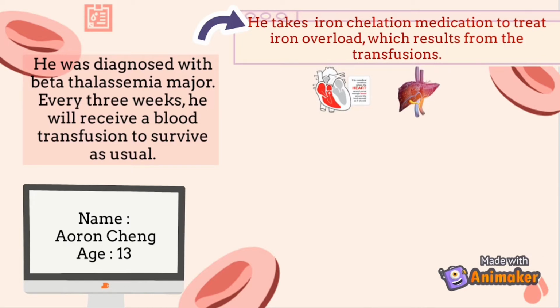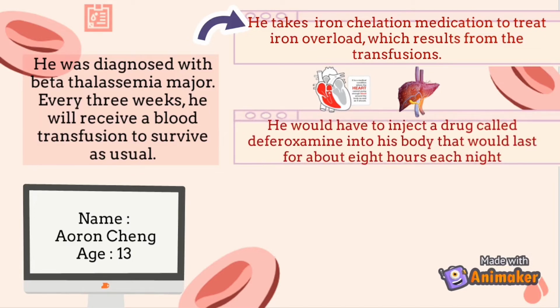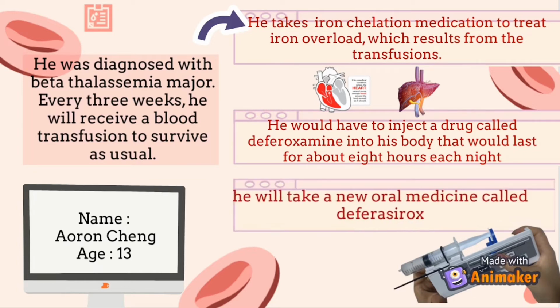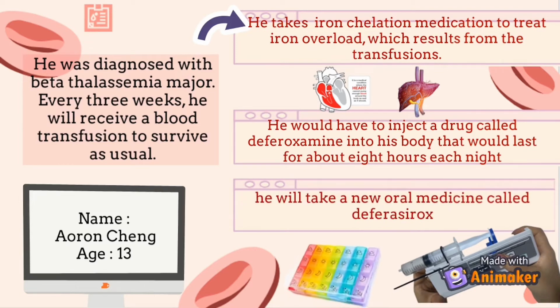So, 3 or 4 times a week, he would have to inject a drug called thalassemia into his body. This injection is placed under his skin and would last for about 8 hours each night. Now, instead of daily injections, he will take a new oral medicine called syrup, which he can take every night to enable a flexible schedule for him.